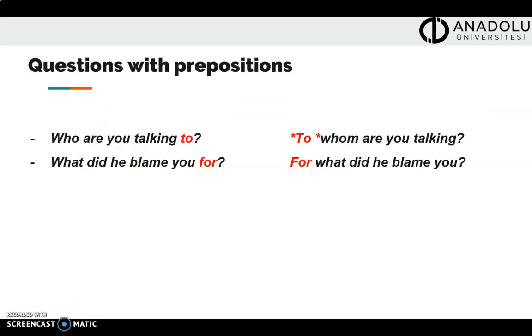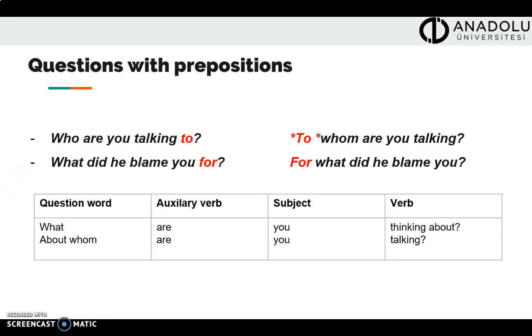Now let's look at the questions with prepositions. The only difference with questions with prepositions is that we use a preposition either at the beginning or at the end of the question. Some verbs are used with prepositions, you know, like depend on, wait for, talk about. And if you use such a verb in your question, you have to use the preposition, and you can use that preposition at the end or at the beginning of the sentence. But remember, using prepositions at the beginning of the sentence is very formal.